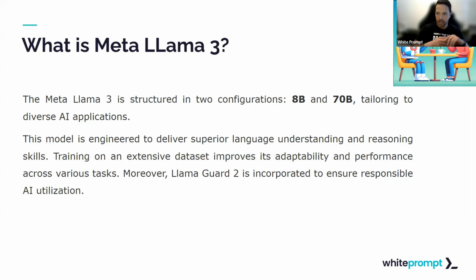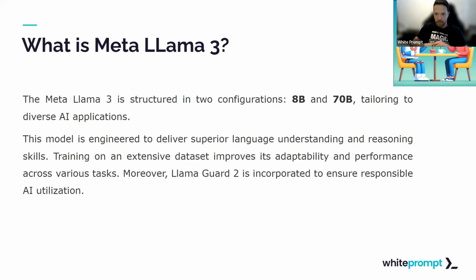So what is Llama 3? Llama 3 is a large language model that is structured into two primary configurations. It comes in two flavors, which is the 8 billion parameter flavor, as well as the 7 billion parameter flavor. And it's tailored to be applicable in many diverse AI applications.